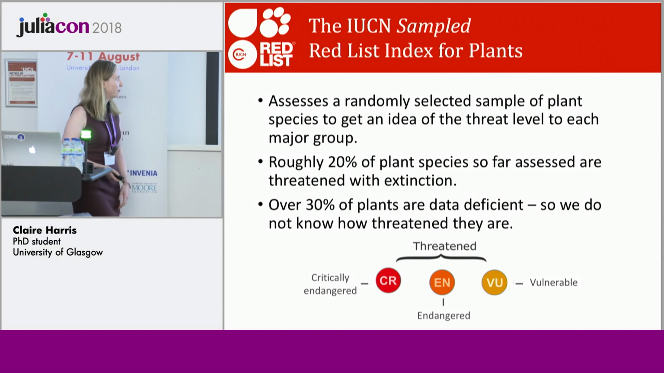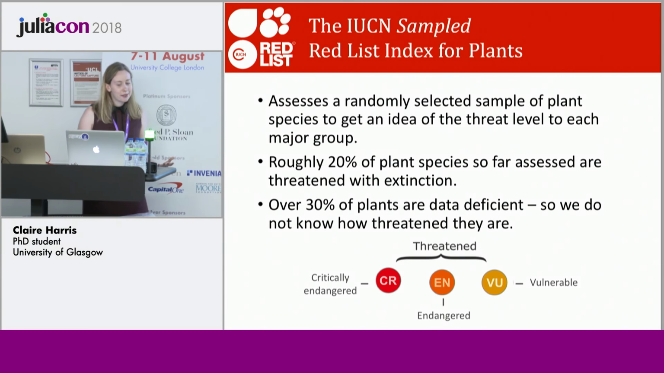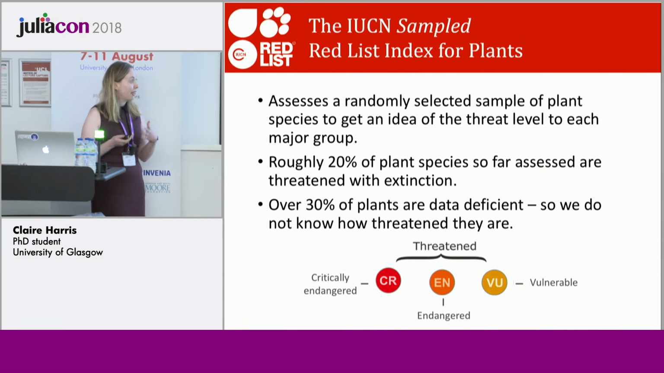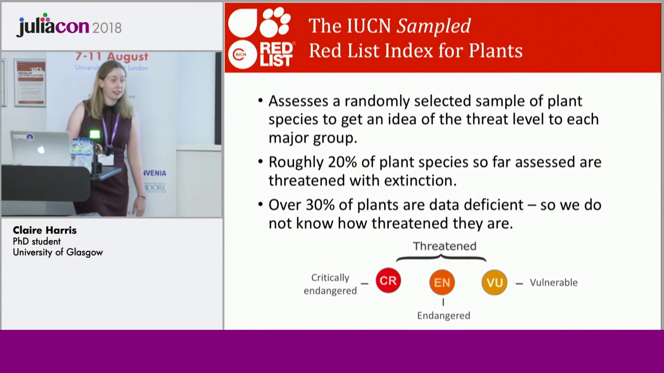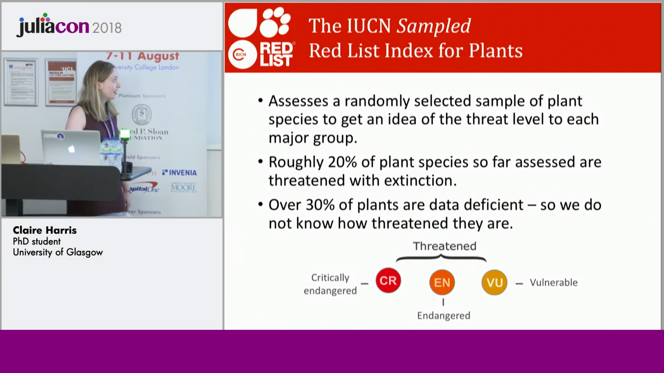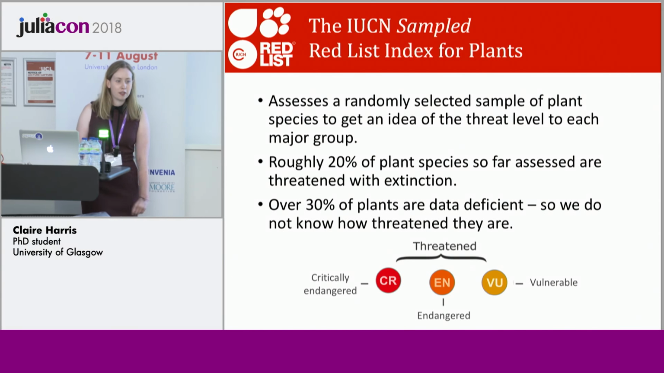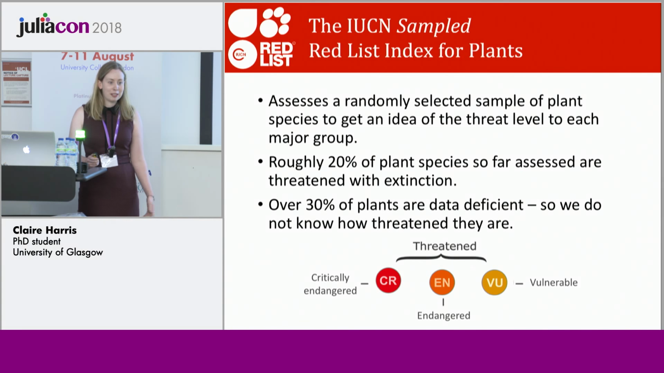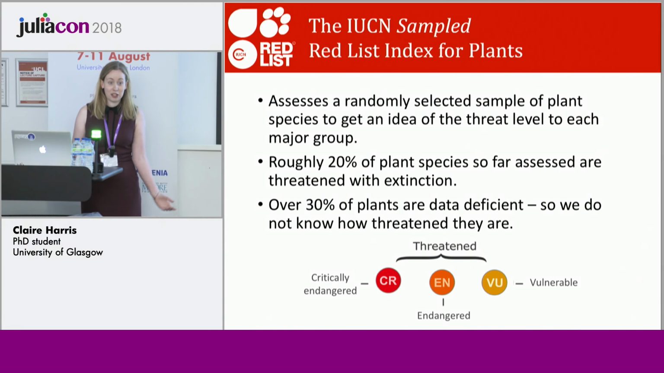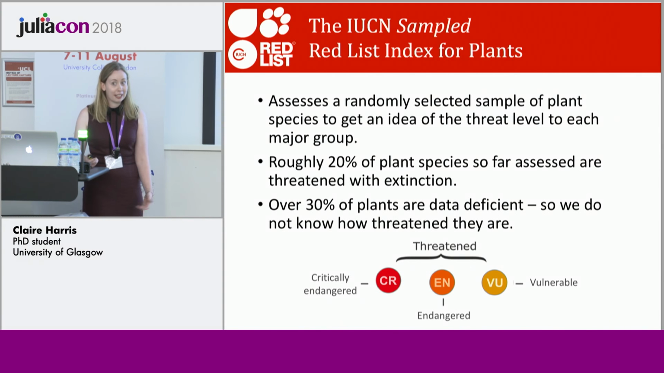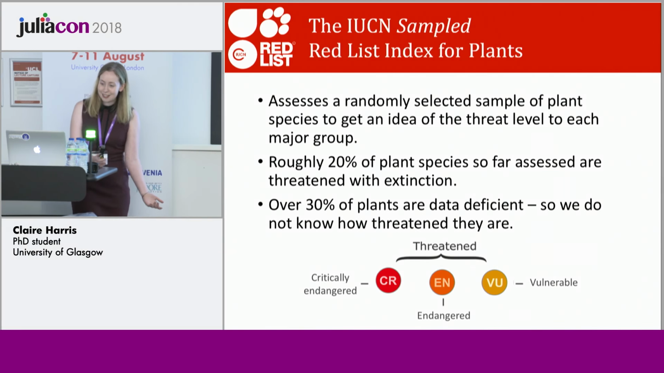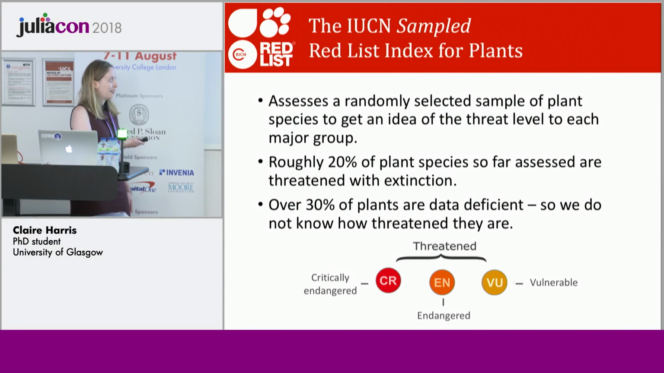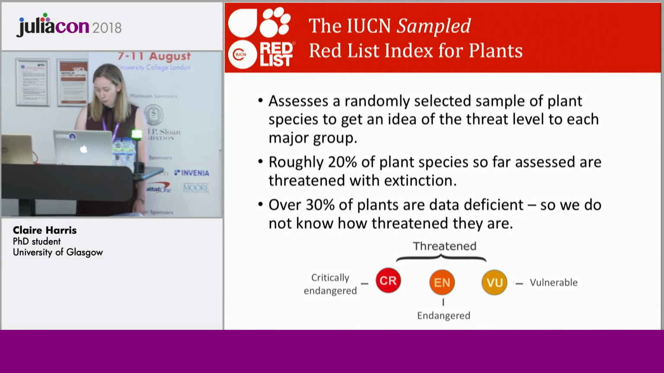where you're really in danger of going extinct if there's no intervention. And so for plants, what they tend to do is select a sample of plant species from every major group to get an idea of roughly how threatened they are. And the statistics so far is that about 20% of those that they've assessed are threatened with extinction. But even more worryingly, there are about 30% of plants that are data deficient, so we don't have enough information to classify them. But because they are data deficient, we probably expect that they're quite rare, and they probably fall within this area that we want to be concerned about.